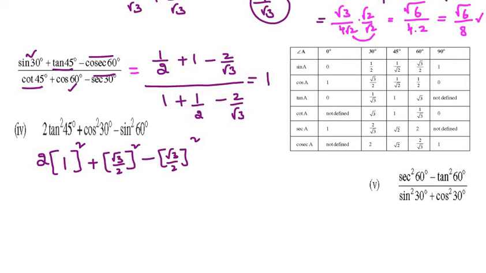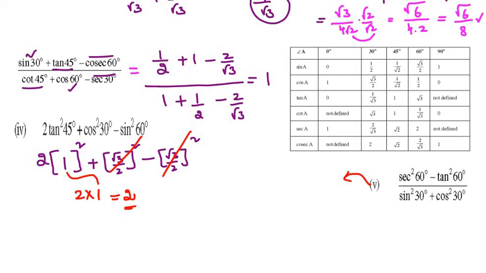If you observe carefully, this is a square and this is minus a square, they will get cancelled. So 2 into 1 you will get. Why? Because 1 square value is 1. So ultimately the final answer is 2. So this is about the fourth part. Come to the fifth part.